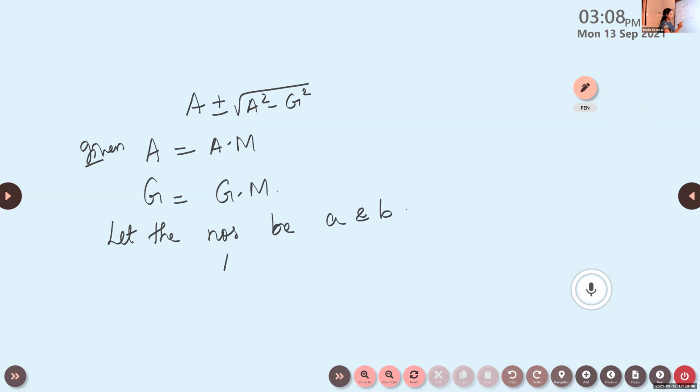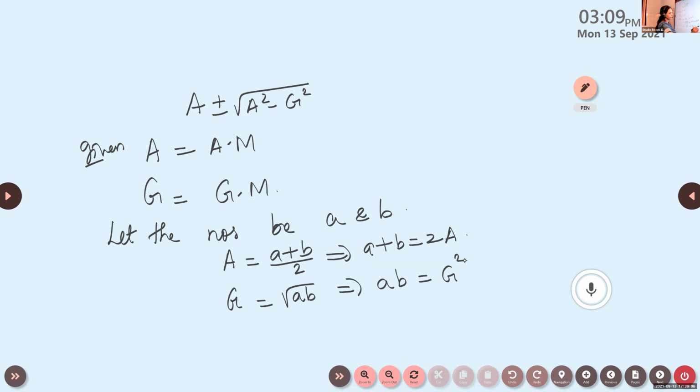Therefore, what is A? A is (a plus b) by 2. It is the arithmetic mean. So from here, what can you say? a plus b is equivalent to 2A. And what about G? G is the geometric mean, root of ab. So from here, we can write ab is equal to G square.